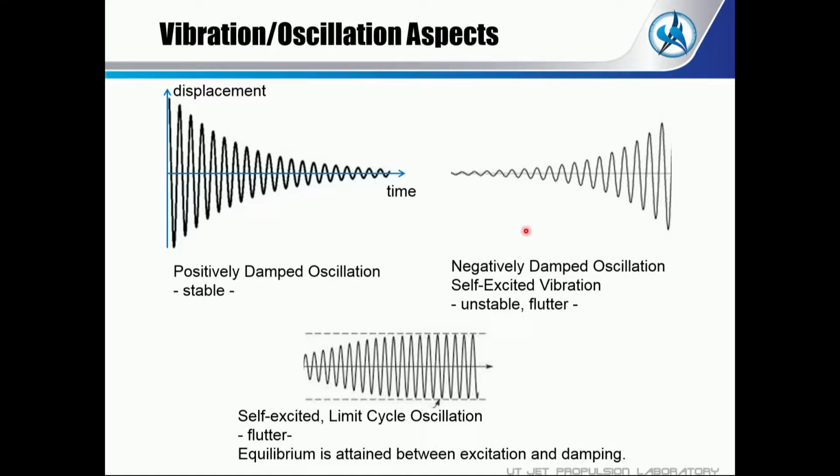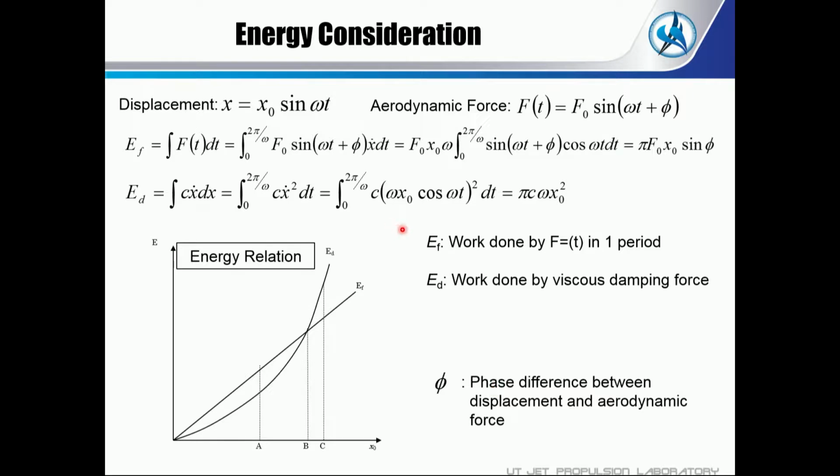But in most cases, the self-excited vibration goes into a limit cycle oscillation because there is a damping force, like mechanical damping or structural damping. But this situation is also flutter. Even if it goes to the limit cycle oscillation, it's called flutter. In this situation, the equilibrium is attained between excitation and damping. And it's an energy consideration.